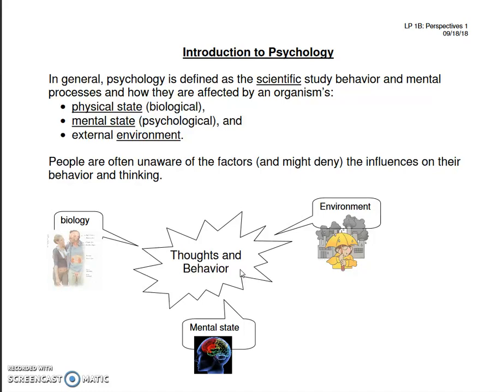multiple factors. In order to learn about these multiple factors, we need to take a little bit at a time and learn a little bit about biology, a little bit about mental states, a little bit about the environment. And if you take 201, 202, and 203, we'll learn about these different factors over the course of those 3 general psychology courses.